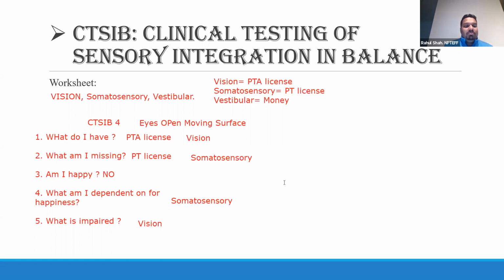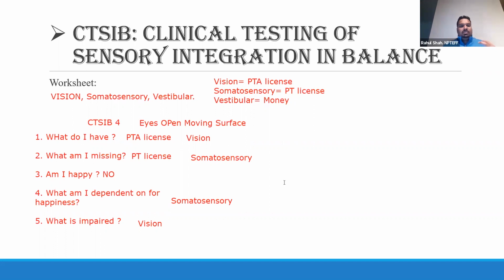And what do I mean by am I happy? No, means am I stable or am I losing balance? So I am losing balance. So am I balanced? No. What am I dependent on for happiness, or what is the system dependent on to maintain balance, is going to be the somatosensory. And which system are you testing? You're testing for vision, and if you cannot hold balance, that means vision is affected.